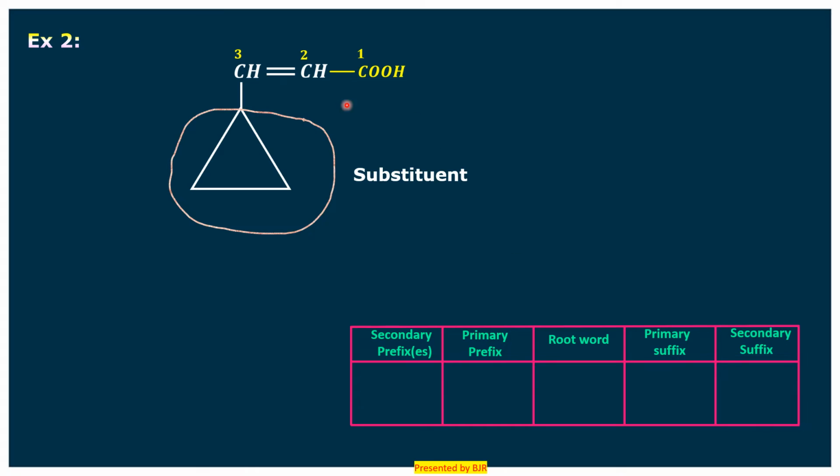Root word, 3 carbon atoms are there in the chain, so it is prop. Primary suffix, a double bond is there, so it is en. Secondary suffix, you can see here, oic acid. Next, secondary prefix is there because this one is a substituent, so cyclopropyl. The name of this organic compound is 3-cyclopropylpropenoic acid.